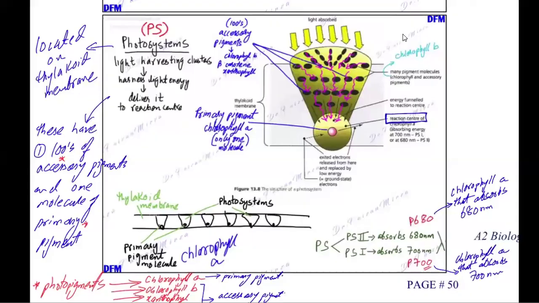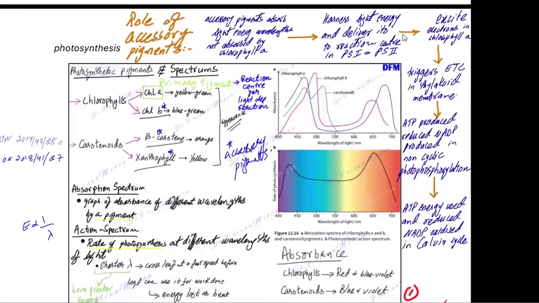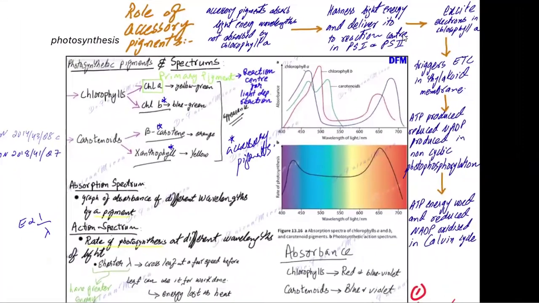So how do the photosystems work? We know the accessory pigments, but what kind of wavelengths do they absorb? Chlorophyll A and chlorophyll B absorb yellow-green and blue-green respectively, whereas beta carotene absorbs orange and xanthophyll absorbs yellow.